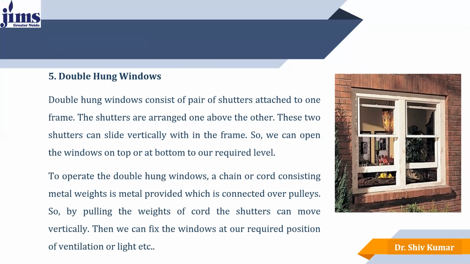The next is double hung windows. The double hung window is generally a pair of shutters attached in one frame. The shutters are arranged one above the other. So we can open the window on the top or bottom based on the requirement. To operate the double hung windows, a chain or cord consisting of a metal weight is provided, which is connected over pulleys. So by pulling the weight of the cord, the shutter can move vertically upward or downward. Then we can fix the window at our required position for ventilation or light, etc.